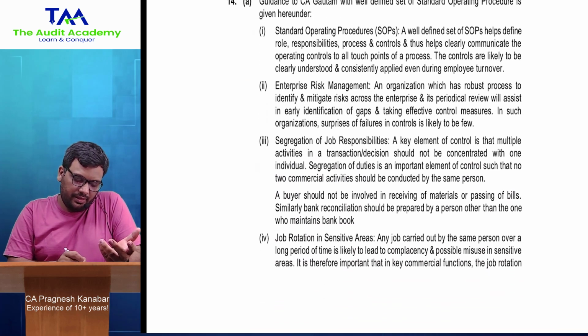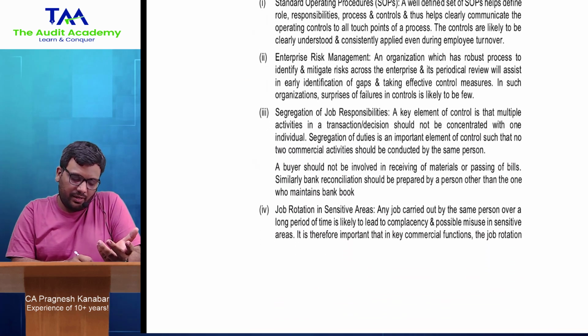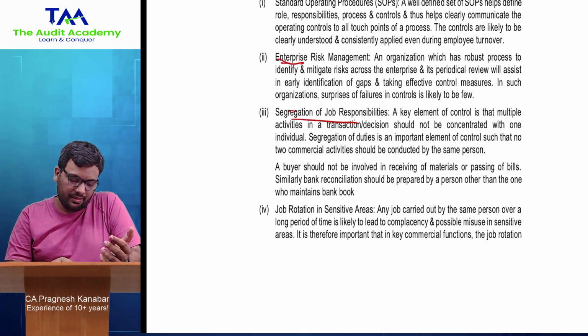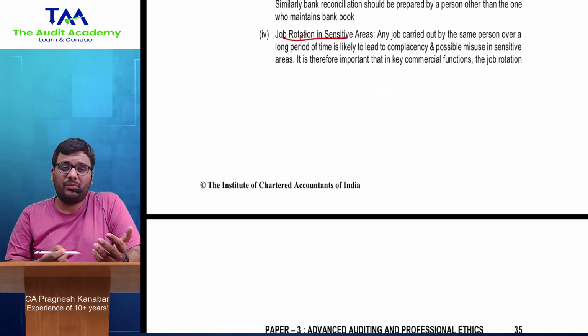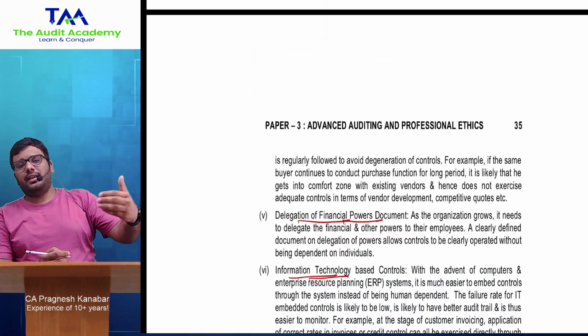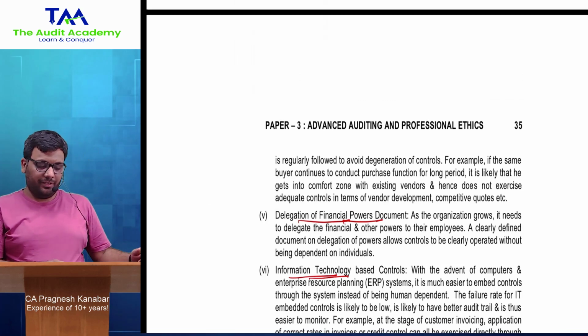look at this: segregation of job responsibilities, or the whole entity level risk should be managed, job rotation in sensitive areas, delegation of financial powers document, information technology. So DESI job, you can do it over here.